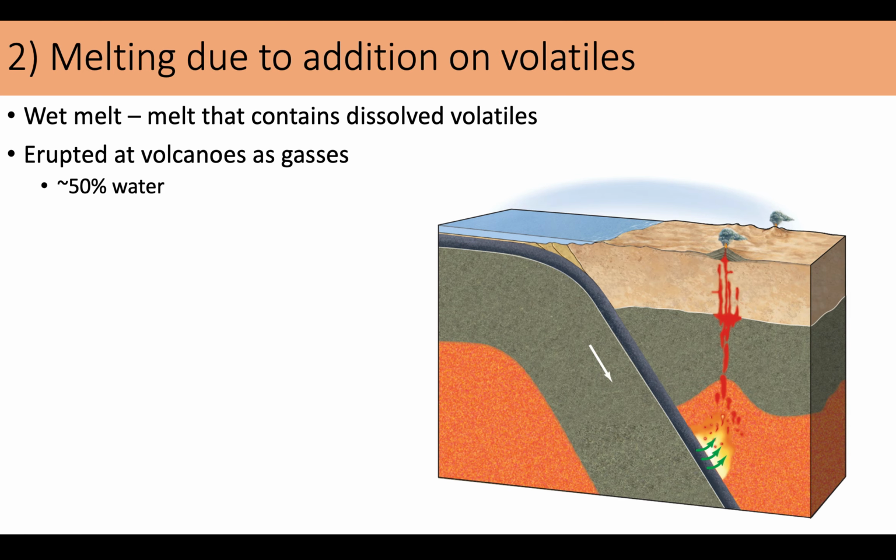So this, you might also see this called wet melt. That would be talking about the melted material that contains those dissolved volatiles. This is another reason why volcanic eruptions often erupt a large amount of gas. So it's not just lava that is erupted at volcanic eruptions. There's a lot of gas also emitted and added to the atmosphere. There's also about 50% water. So those volcanic gases that are erupted at a volcano are generally actually about 50% water.